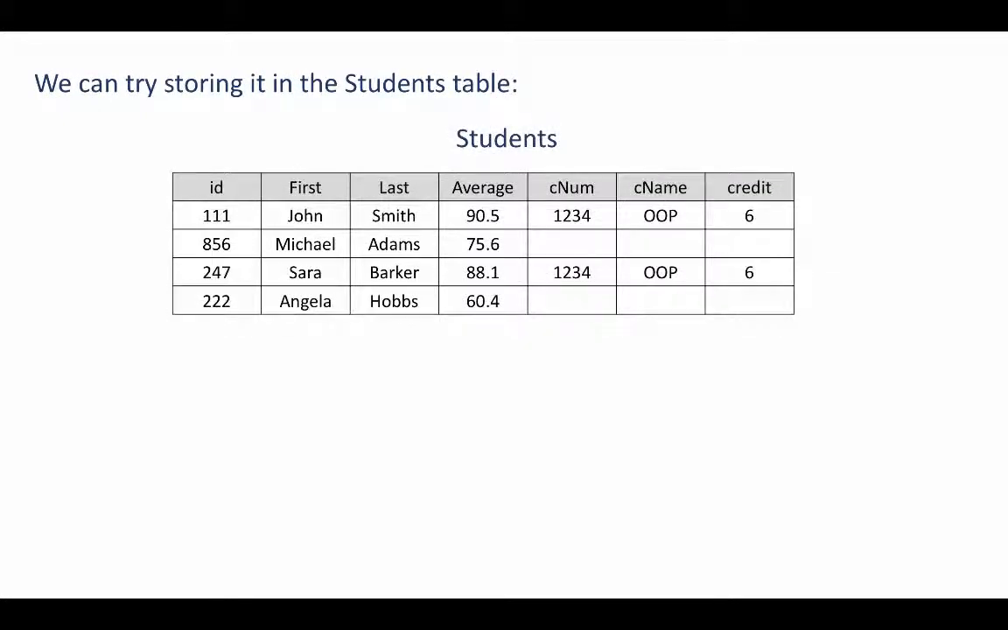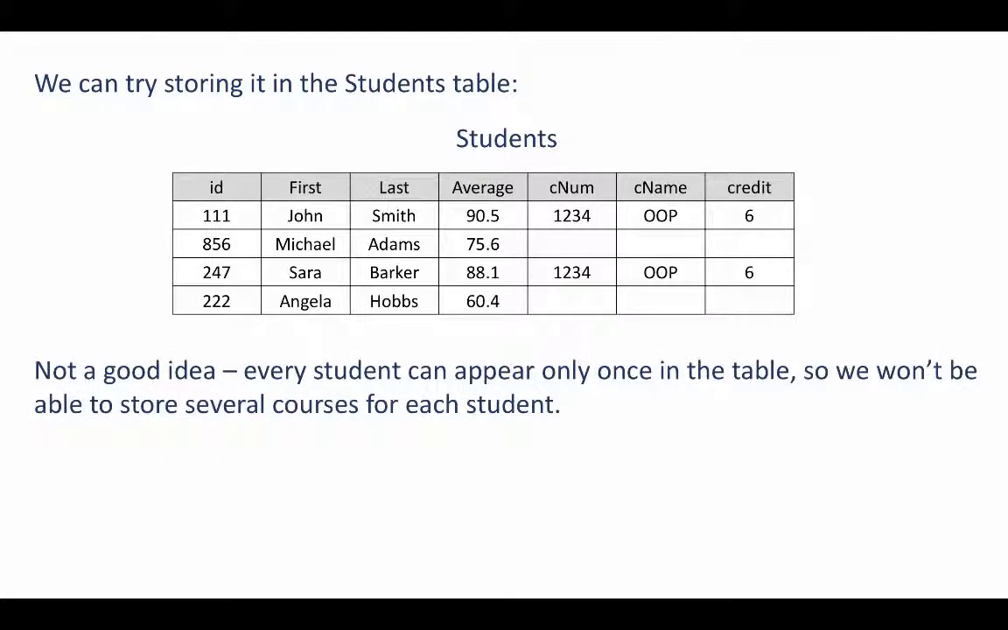The first attempt is to try storing the data in the students table. For example, we enlarge the student table and add the properties, the columns of the course. In the line of John Smith, we have the properties of the course John Smith took, and in the line of Sarah Barker, we have the additional properties of the course Sarah Barker took. But this is not a very good idea.